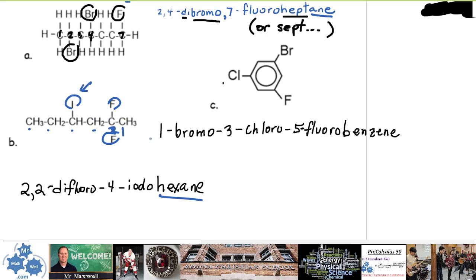You use a comma between numbers, and dashes between letters and numbers. So if it's a letter and a number, then it's a dash. If it's two numbers in a row, it's a comma. So there's a comma between the two numbers, and there are dashes between the letters and numbers everywhere else. Okay?